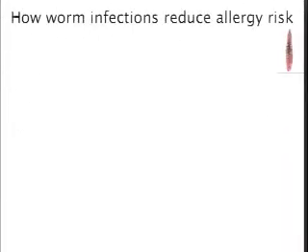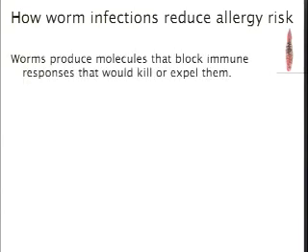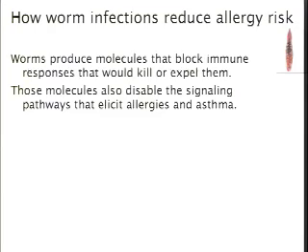And when we think about that, you want to have some kind of understanding about how the coevolutionary history of worms and humans might lead to this sort of inappropriate reaction now. Well, particularly worms, which must infect our bodies for quite a while to have reproductive success, we're under considerable selection to manipulate our immune system to allow them to stay in our body. So they produce molecules that are blocking immune responses that would kill or expel them. Those happen to be in the signaling pathways that elicit allergies and asthma.